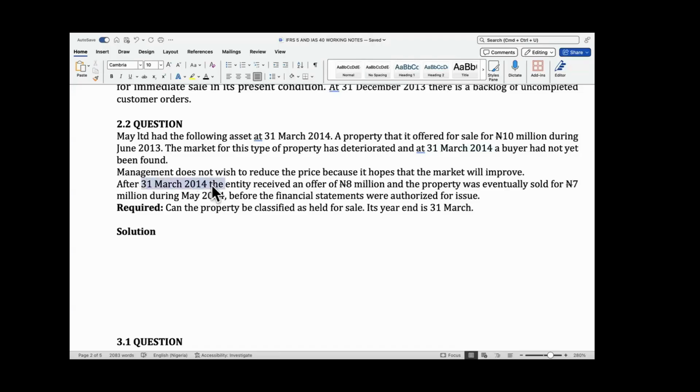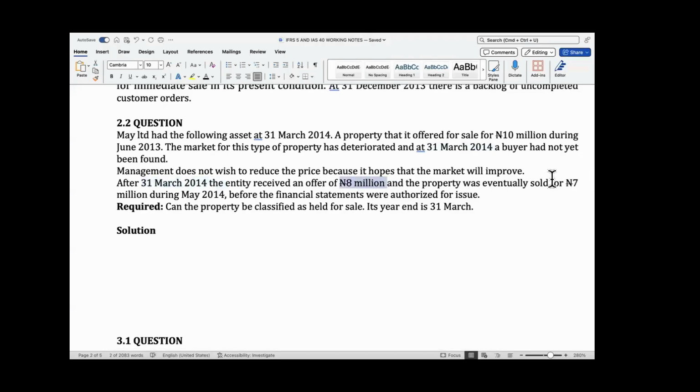So after March, the entity received an offer for 8 million. I'm sure he did not agree. And eventually, they just sold it for 7 million in May, before the financial statements were authorized for issue. Can the property be classified as held for sale? Okay, let me allow you to respond to this. Let me hear your opinion. Can we classify it as held for sale as of March?